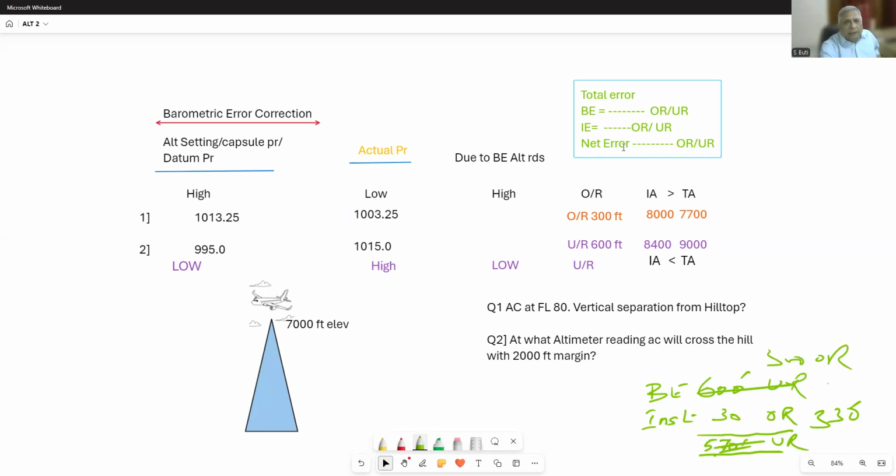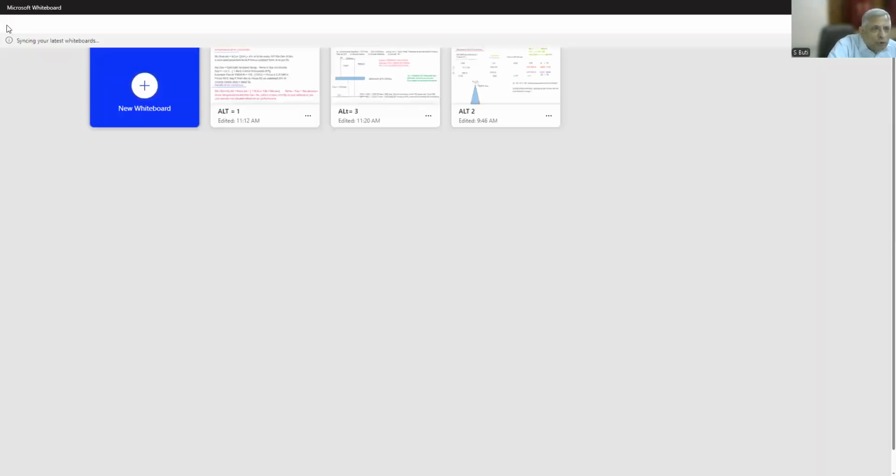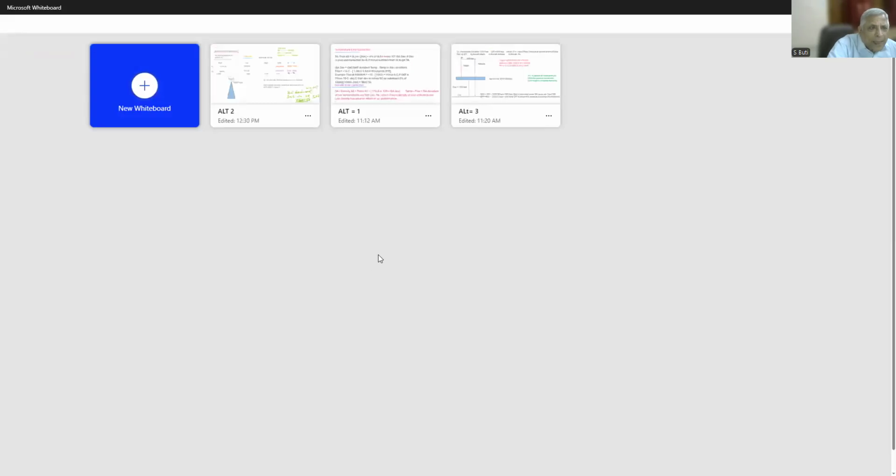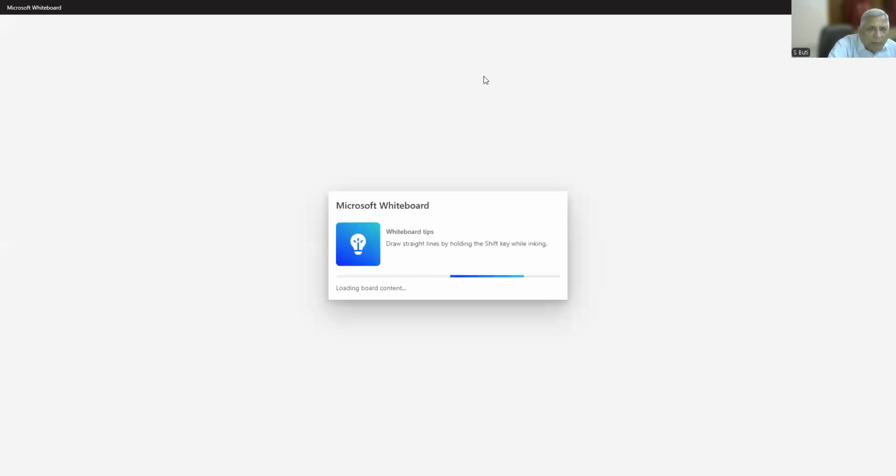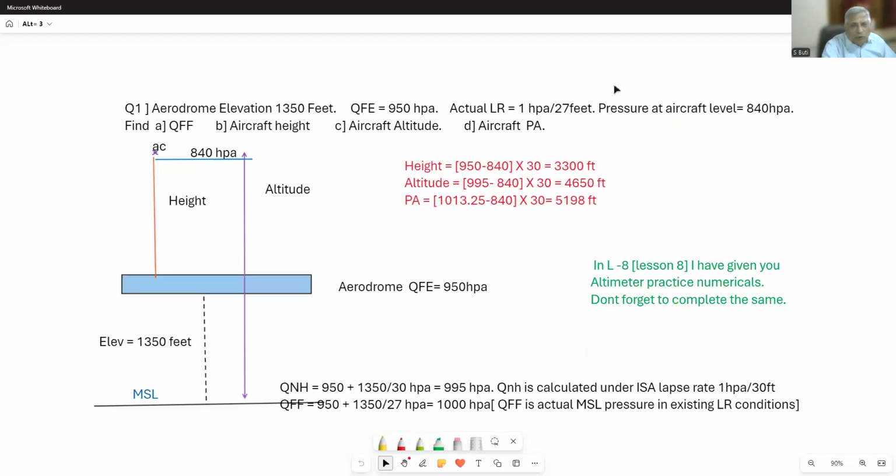Fine. In lesson number 8 of altimeters, I have given you different types of numericals for your practice. Do solve those 10 numericals. And in case you have any problem, write in the comments, come back to me, and I will tell you where you are going wrong. In lesson 8, I have given you questions and answers. Here I have given you only one question along with the answers. Lesson 8 will be for your practice. And don't forget to complete these numericals.